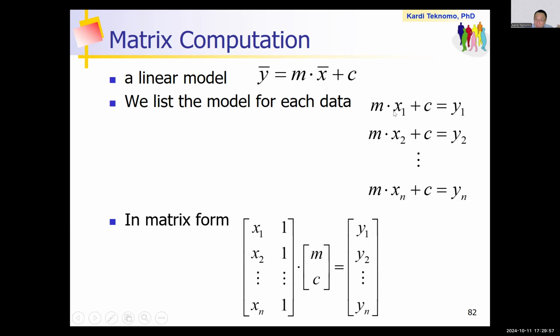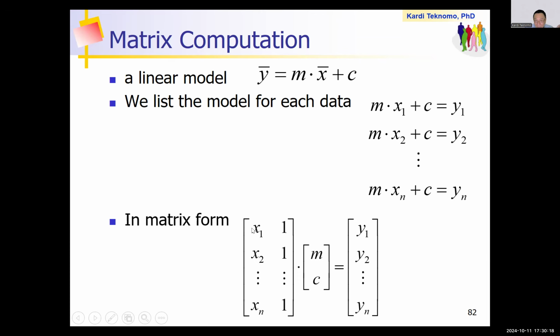So look at this. All the x, you put it here. And then c, because c is alone, that means you multiply with 1. So in that case, you have 1, 1, 1, 1, 1. Because matrix multiplication means each row multiplied by the column.